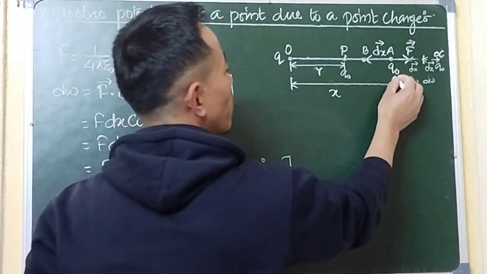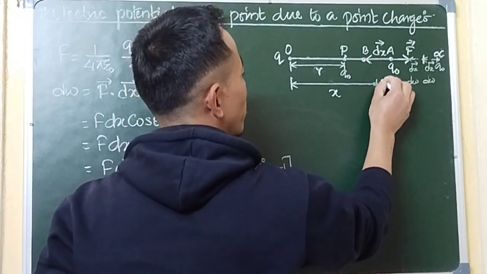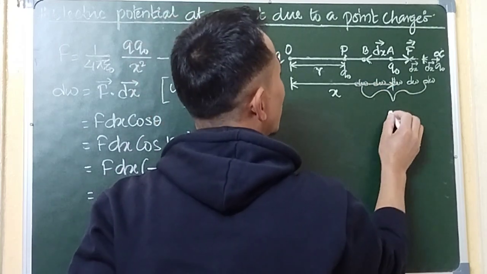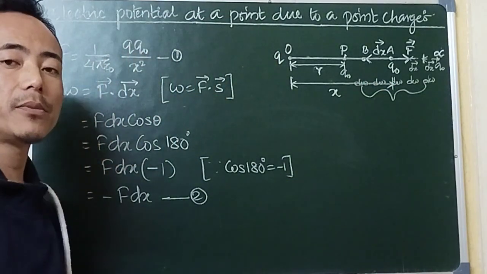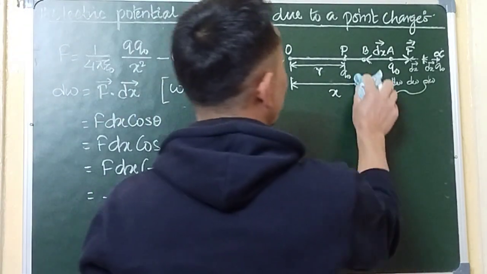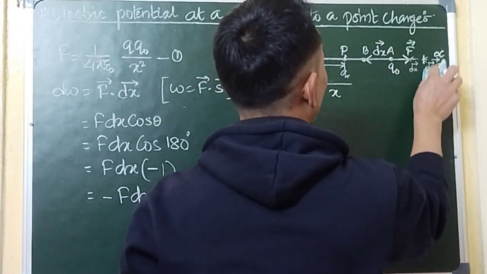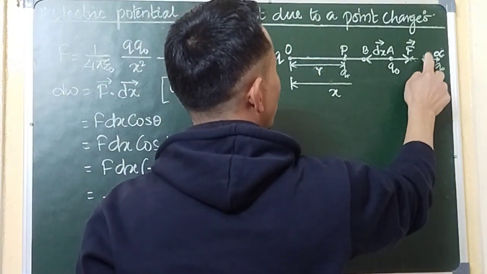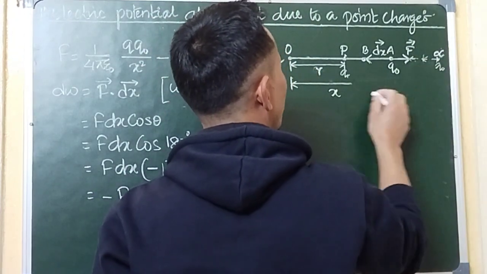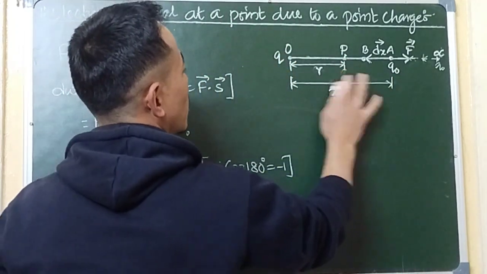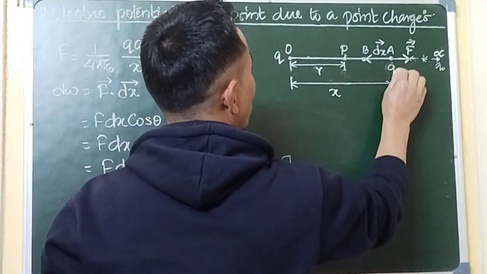So there will be a lot of work done dW here. In order to find the total work done, all this work has to be added, or in simple terms, it has to be integrated. So in order to find the total work done here, we will integrate all the small amounts of work done on the charge Q0 when we bring it from infinity up to the point P. So let's calculate the total work done now.